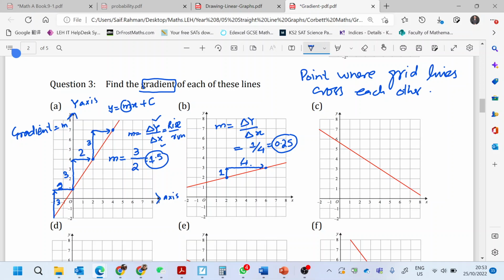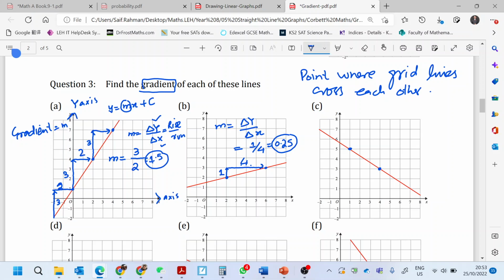Now we check a negative line here. Let's talk about this line and what is the gradient of this line. For this line, let's select any point. This point here, the line is crossing two intersection points, and then again it's crossing at this point.